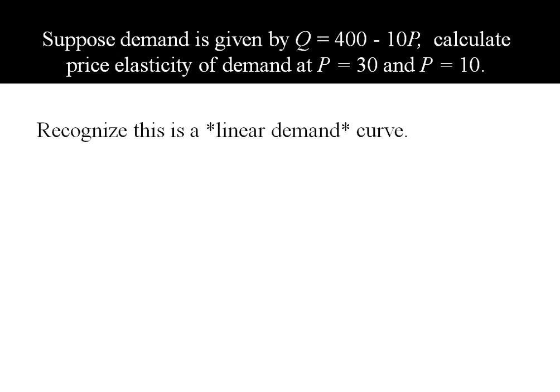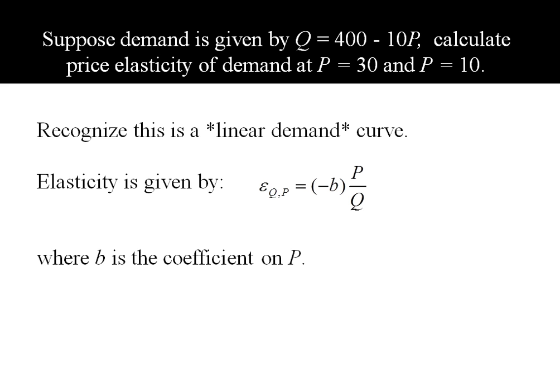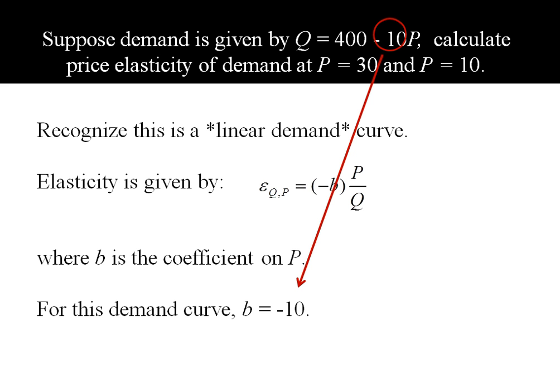Let's suppose we've got demand where it's Q equals 400 minus 10p. Let's calculate price elasticity of demand when price is 30 and when price is 10. Well, we recognize this is a linear demand curve, and a linear demand curve always has elasticity given by negative b times p over q. B is always the coefficient on p. So in this case, we've got negative 10. I just pulled that directly out of my demand equation.